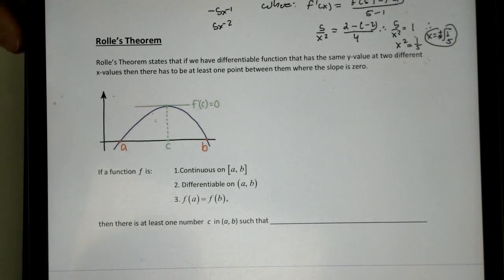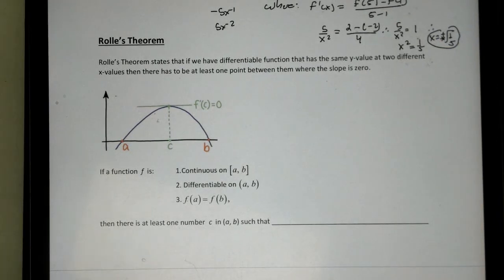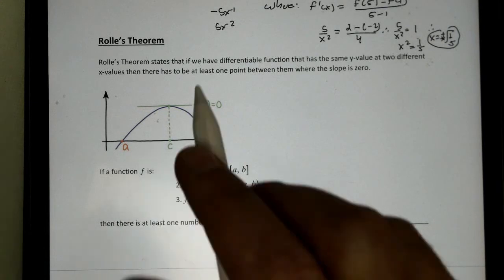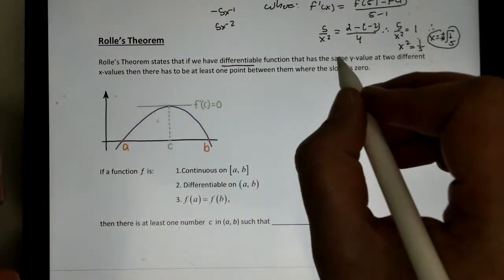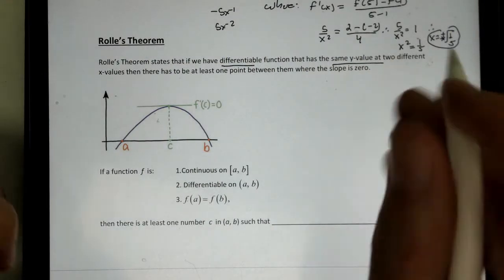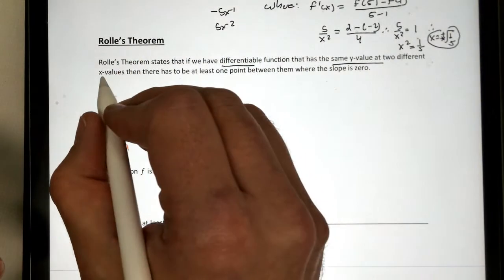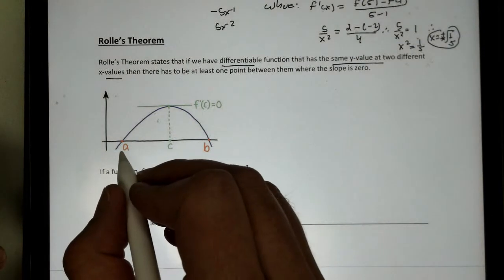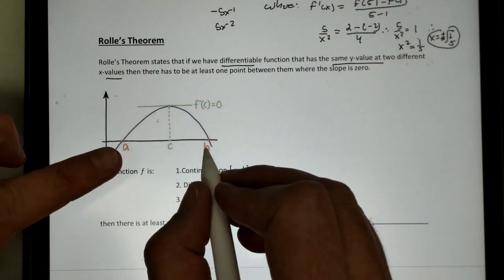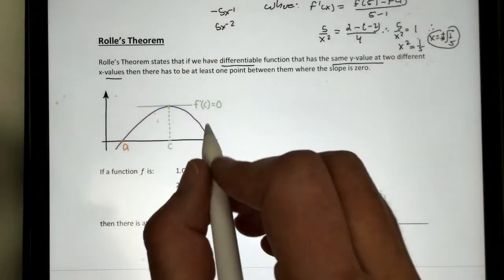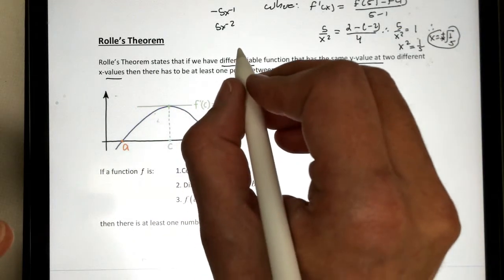Hello and welcome back. So let's talk about Rolle's theorem. Now Rolle's is very similar to MVT. Rolle's theorem simply states that if we have a differentiable function that has the same y values at two different x values. So in other words, I'm at x equals a here and I'm at x equals b here. If we have a differentiable function, which means it's going to be smooth, right? It's going to be smooth.